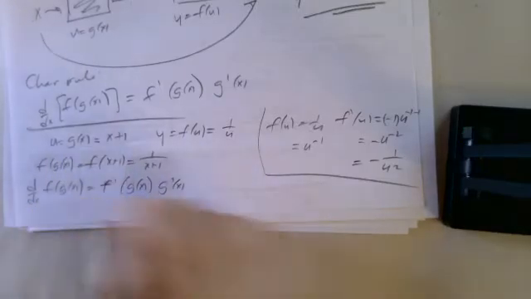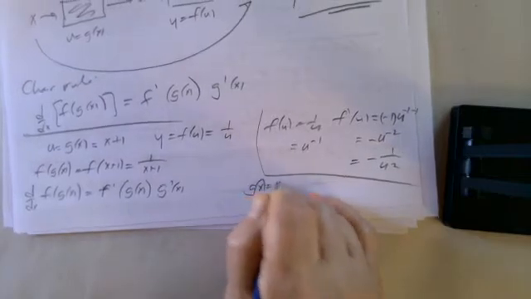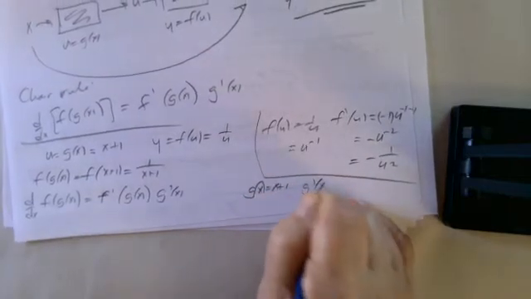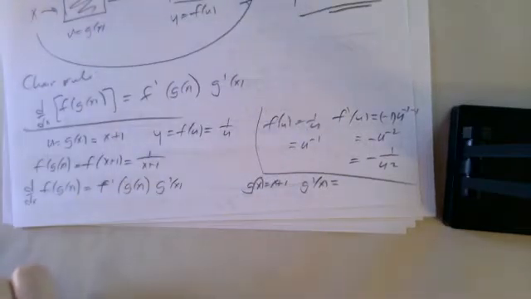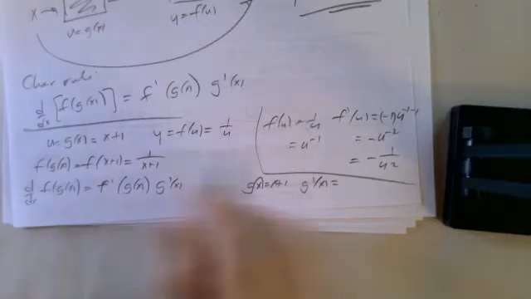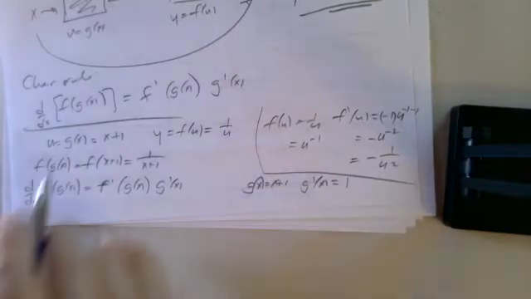And if g of x is x plus 1, what is g prime of x? What's the derivative of x plus 1? 1. Derivative of x is 1. Derivative of 1 is 0.